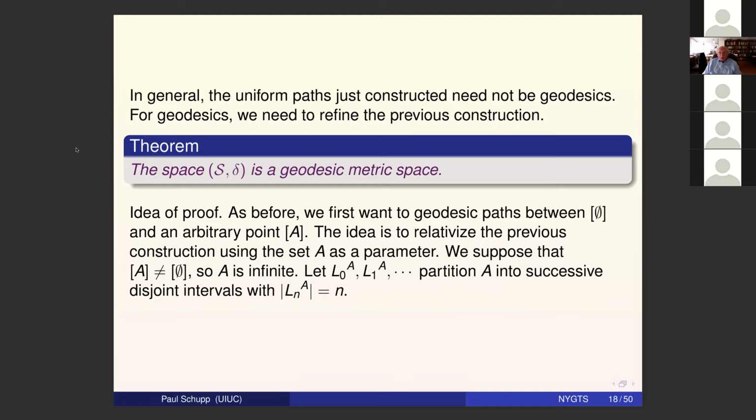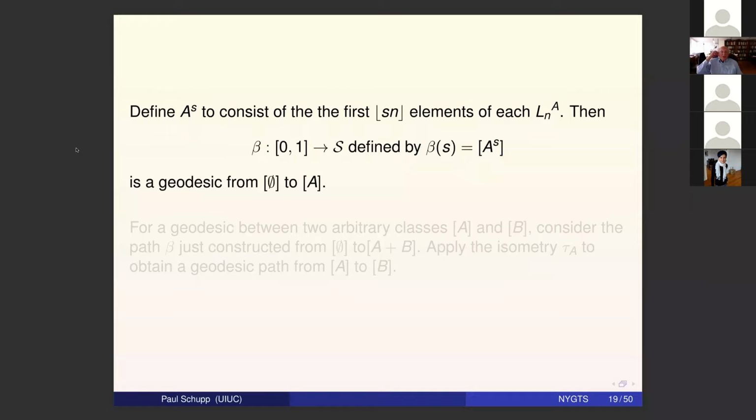So we're supposing, of course, that A is not similar, not coarsely similar to the empty set. So in particular, it's an infinite set. So we can let L0 of A, L1 of A, et cetera, partition A into disjoint intervals where there are n elements of A in Ln of A. And we just define A upper S to be the first floor of Sn elements of each Ln of A. And again, beta from the unit interval to S, defined by beta of small s is capital A upper s, is a geodesic.